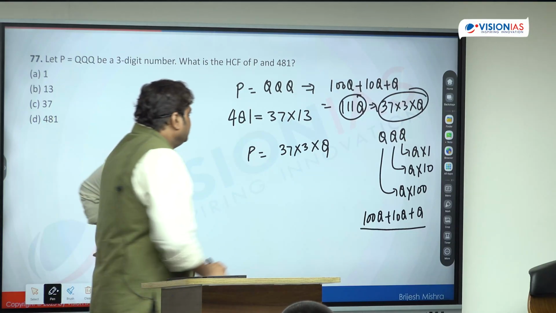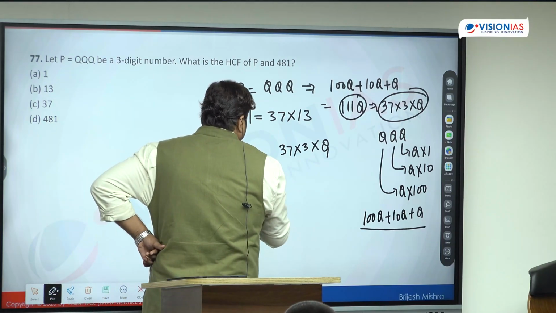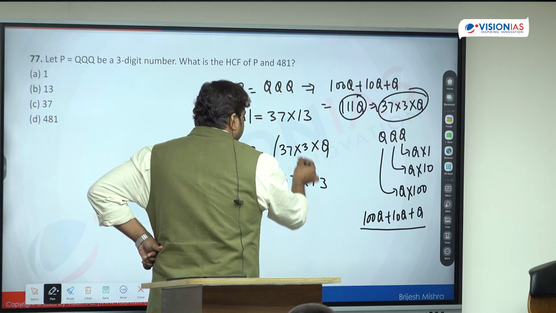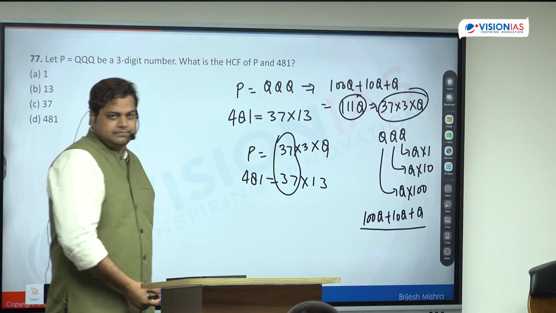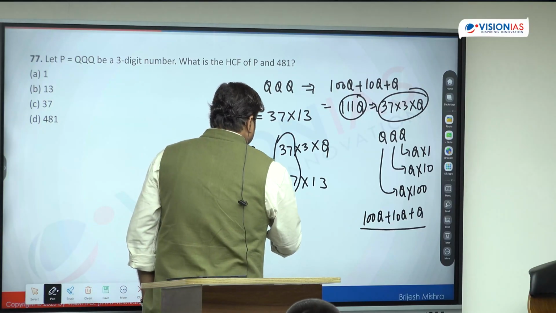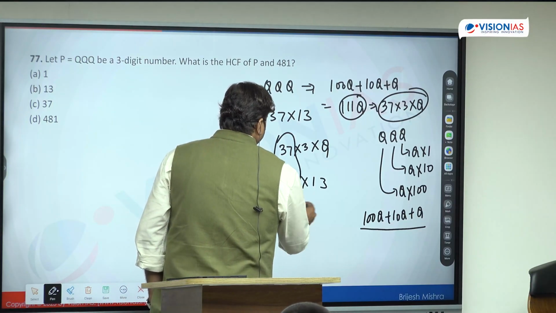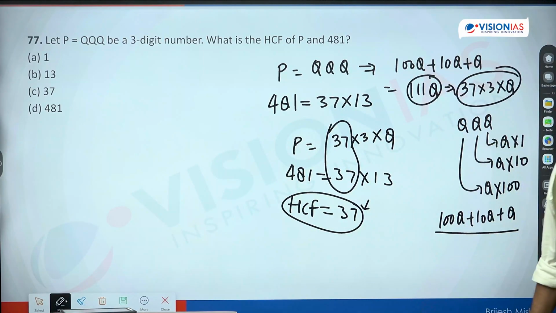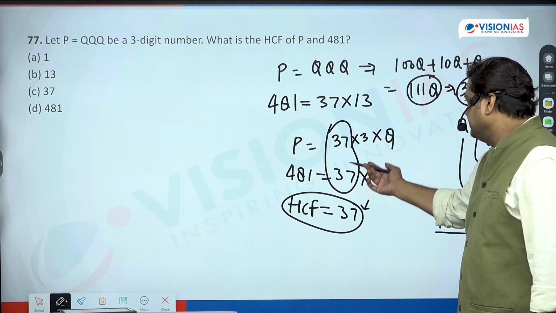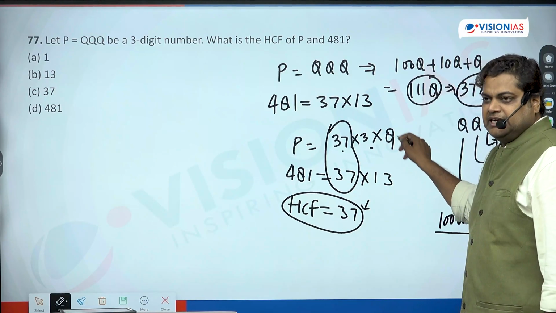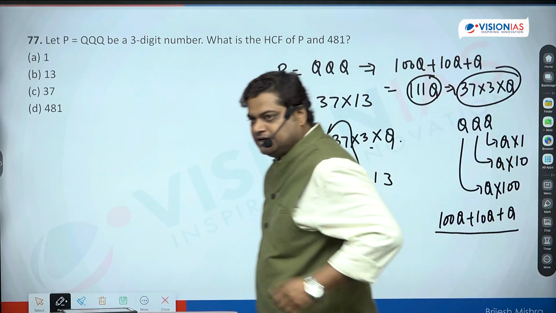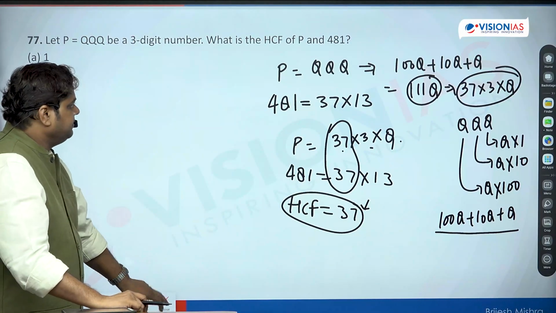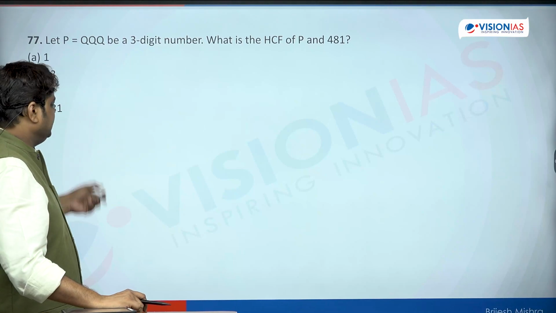37 into 13. So this number is 37 into 13. So what is the HCF? The common factor. HCF is 37. Right? In HCF we take the common, and in LCM what do we do? We take the distinct numbers, and the one with the greater power, that we take. We do it this way. Then the next. So this was also doable. Option C.